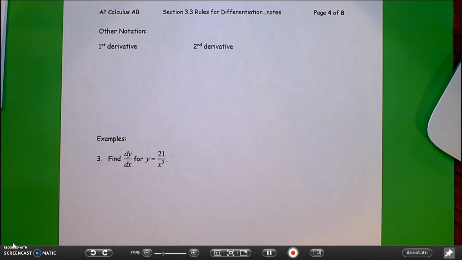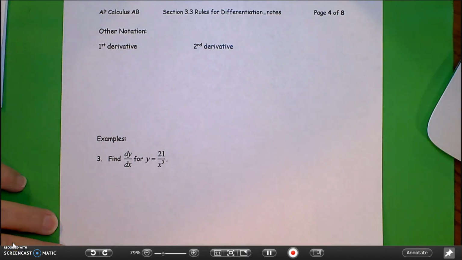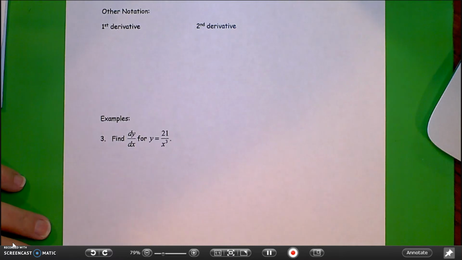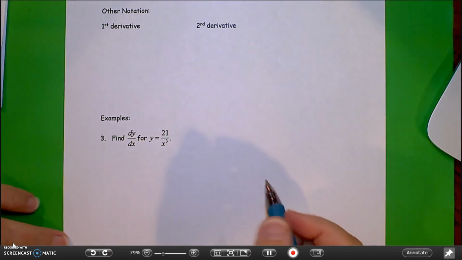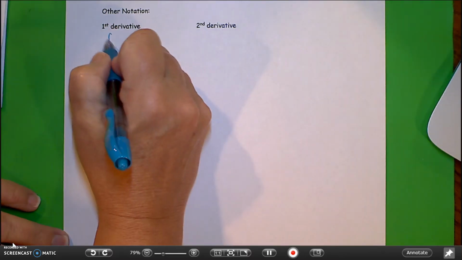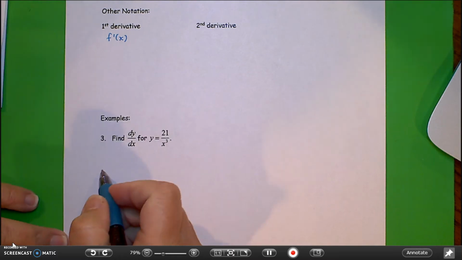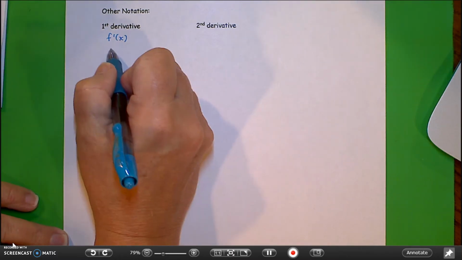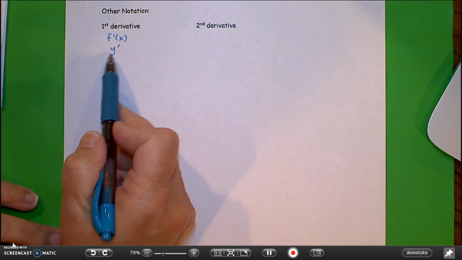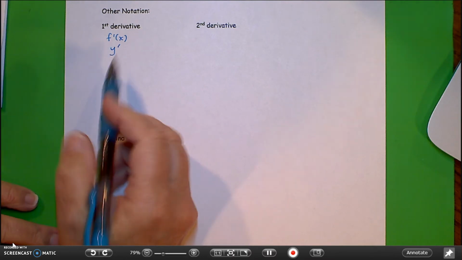Alright, this is section 3.3, rules, page 4. So, other notation, just want to make sure you know all your first and second derivative notation. There's a lot of different ways to write it. So the one we've been using most often, f prime of x. One that I like the most, y prime. So whatever function name you're using, just y prime.